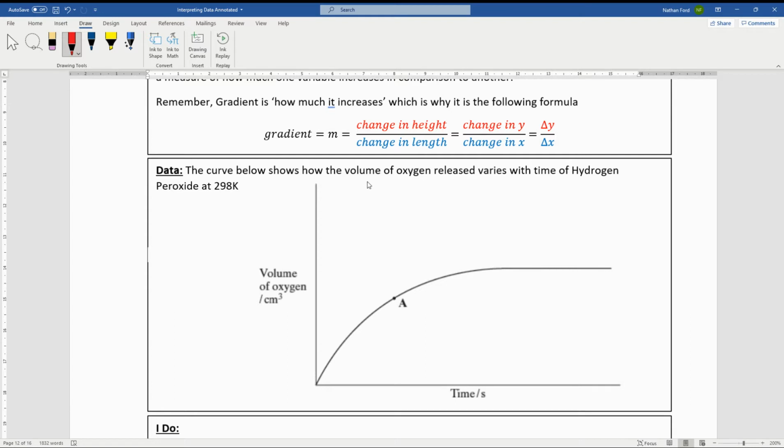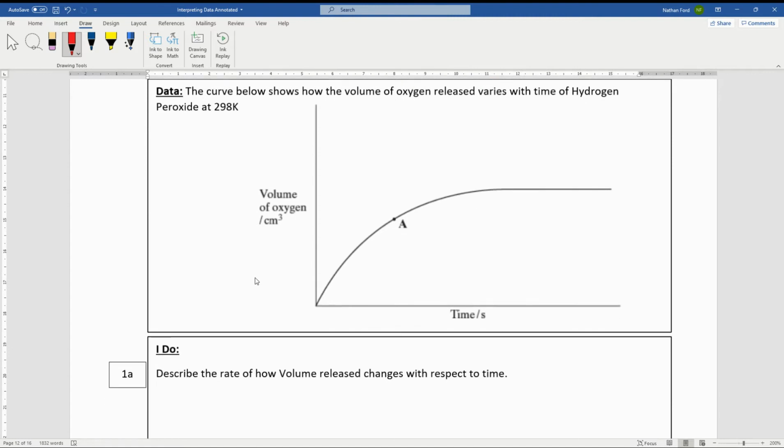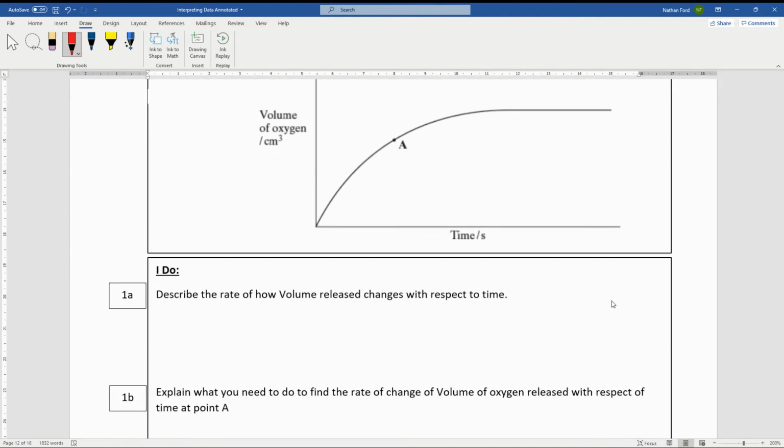So the curve below shows the volume of oxygen released as it varies with time of hydrogen peroxide at 298 Kelvin. Now, there are going to be questions, so this is a chemistry question. There are going to be questions that incorporate your knowledge of chemistry, but also we can just look at the comparisons on the rate of change, how fast it is increasing. Okay, so that's the first question here. Describe the rate of how volume released changes with respect to time.